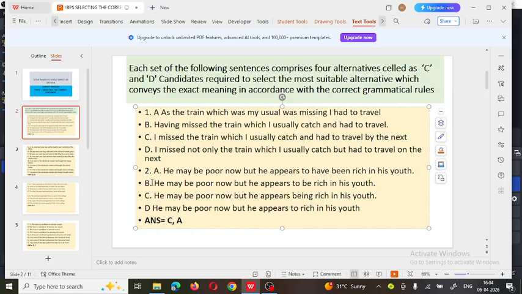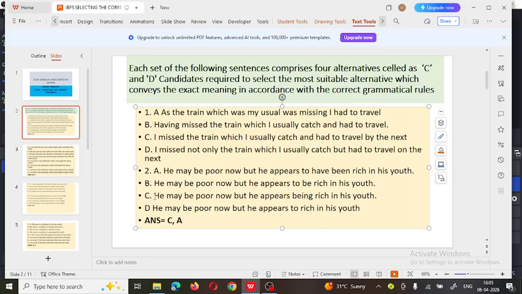See the next one. In A sentence, there is no error. See the B one. He may be poor now, but he appears to be rich in his youth. But he appears to be rich. So the sentence is in simple present. Here, possibility is there. He may be poor now, but he appears to be rich in youth. So how should it be? It is not a simple present tense.